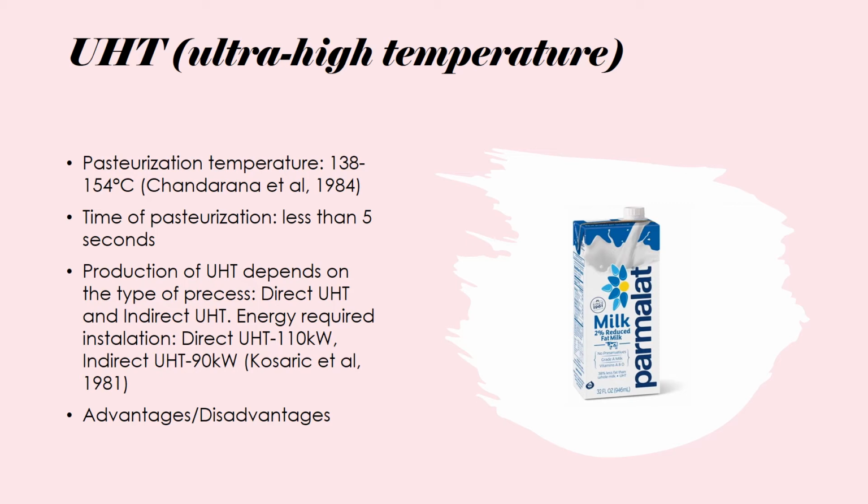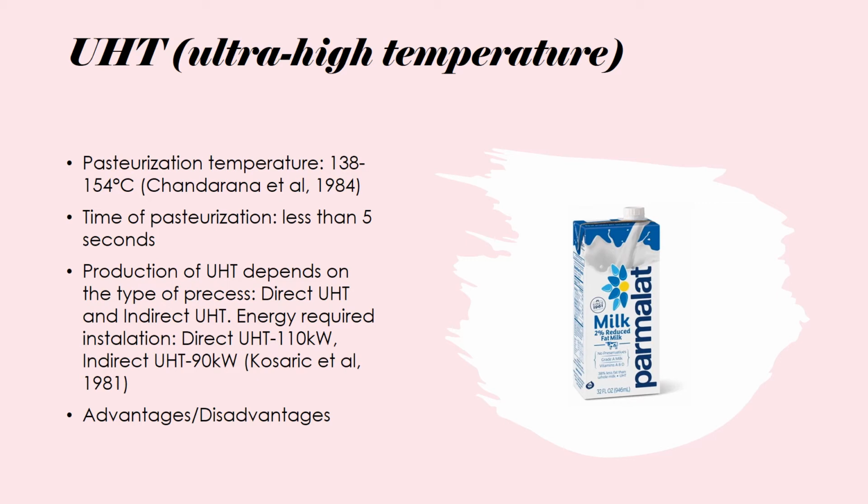UHT pasteurization heats milk to 138 degrees Celsius for about 2 to 5 seconds, less than 5 seconds. In some advantages and disadvantages, we have that in advantages, this might represent lower utility costs, higher continuous throughput, and use of regenerative heating and cooling, for an increased operational efficiency.